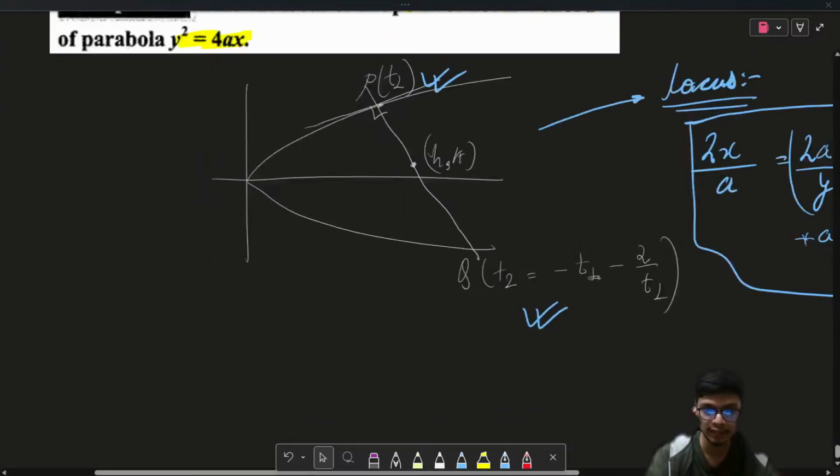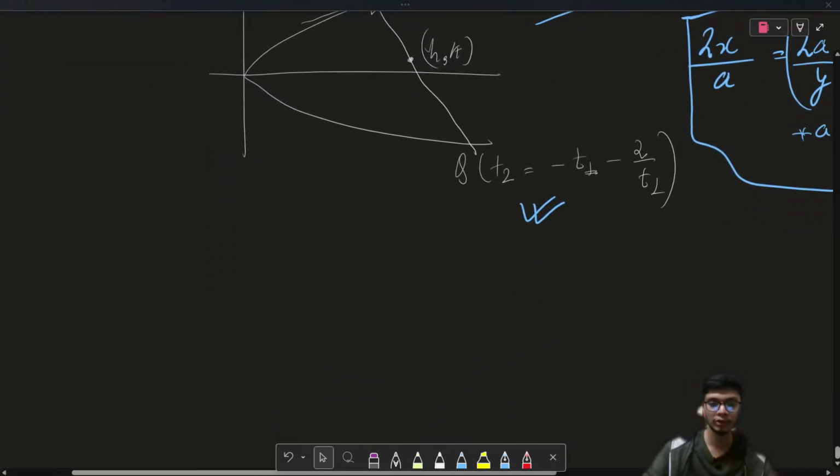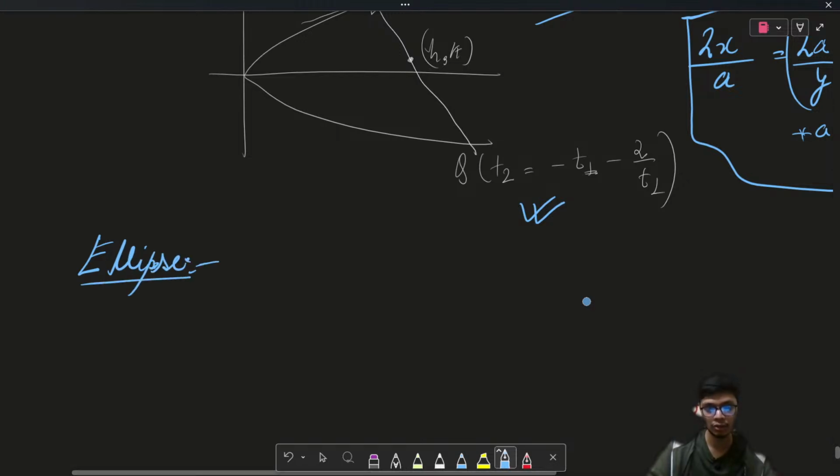With this, in our next class we are going to start the chapter of ellipse. So please be ready for ellipse in tomorrow's class. From tomorrow we're going to start with ellipse, and tomorrow we will be discussing the basics of the ellipse, and then we'll again go with the same flow.